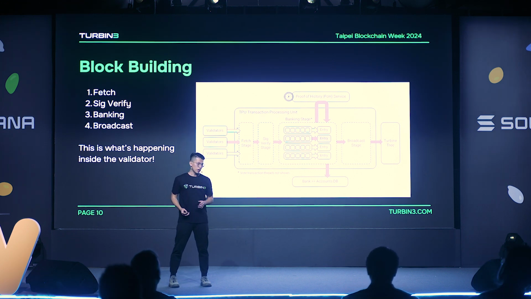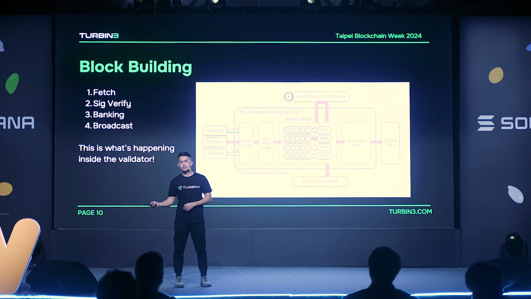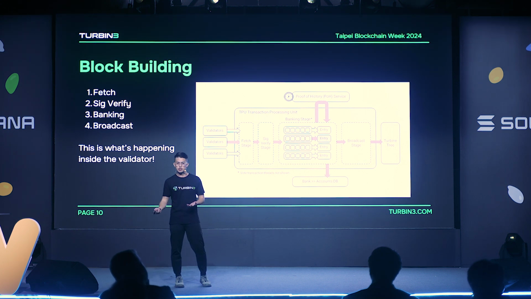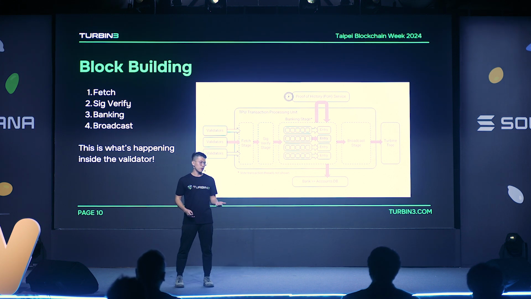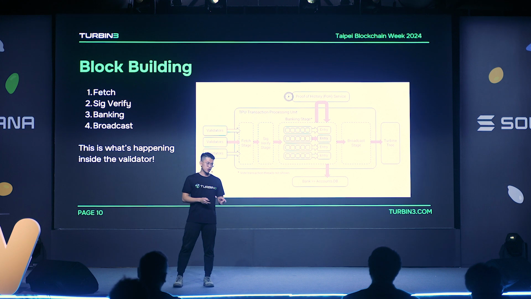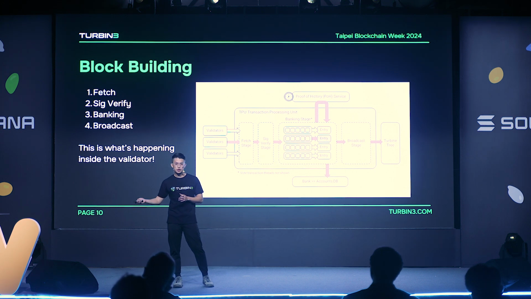Okay, after the update of the state, we get a new bank. But the bank is actually inside the memory instead of on the hard disk. If you want to make the change permanent, you need to write it into the account database. So there will be a phase where the bank needs to be updated to the account database. We will introduce proof of history later. And later on, once the entry is built, it will be broadcast out to a turbine tree.